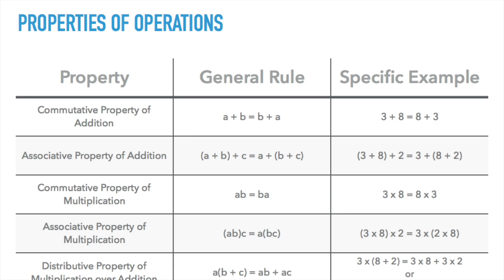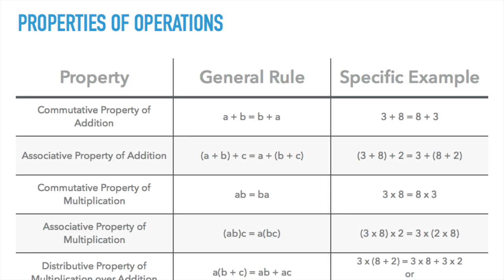Our last property is the distributive property of multiplication over addition, what you like to call distributing or distribution. So if I have a times the quantity of b plus c, that a gets multiplied to both b and c, so it becomes ab plus ac. We have an example here that says 3 times the quantity of 8 plus 2 would become 3 times 8 plus 3 times 2, or 24 plus 6.